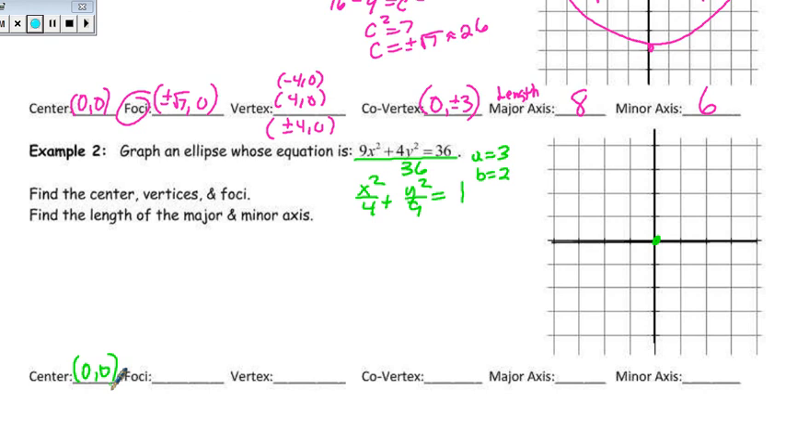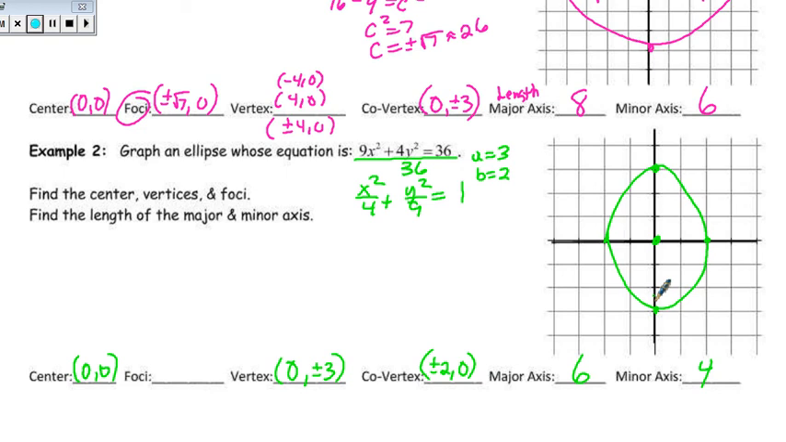Since it is a vertical ellipse, we're going to stretch the major axis up 3, down 3, and then the minor axis will be this way. And we can see that the oval is stretching vertically. So my vertices are going to be (0, plus or minus 3). Our co-vertices are going to be (plus or minus 2, 0). I can count out the length of the major axis is 6, and the length of the minor axis is 4. The only thing we're missing at this point is the foci on the graph. They will be in this alignment on the major axis here.